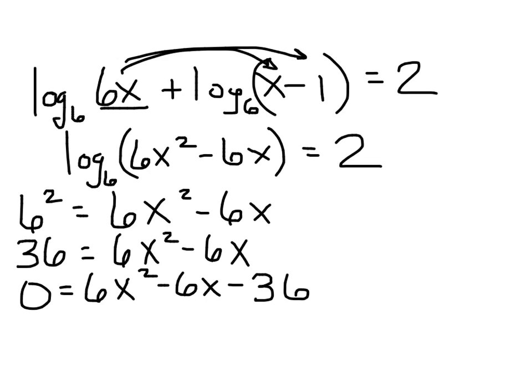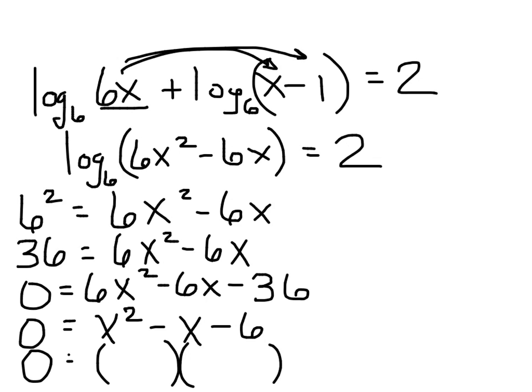Is there a number I can divide everything by? 6. And if I divide everything by 6, what do I get? X squared minus x minus 6. What times what gives me negative 6, but adds up to be negative 1? Negative 3 and positive 2. And when I set them each equal to 0, I would get 3 and I would get negative 2.